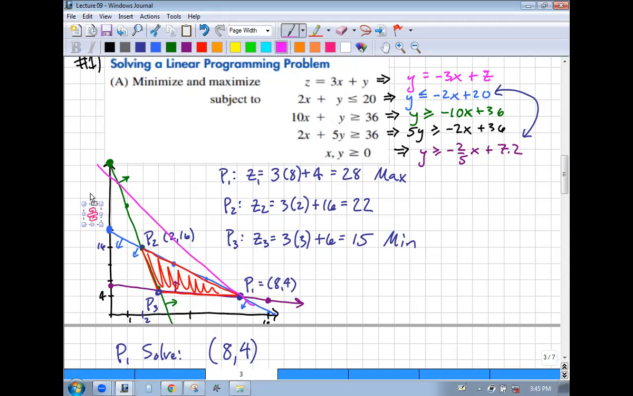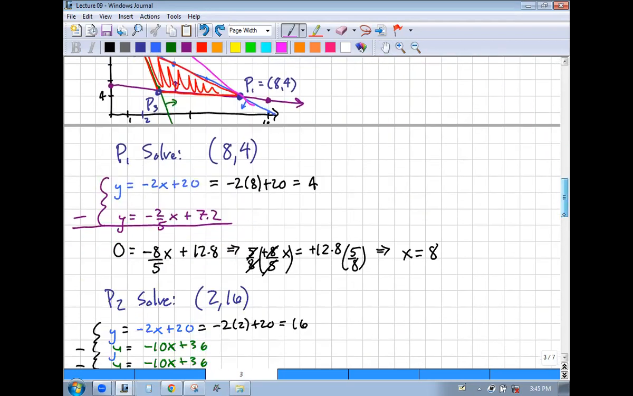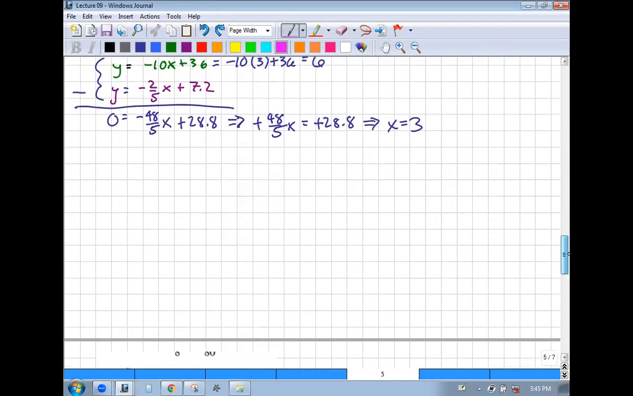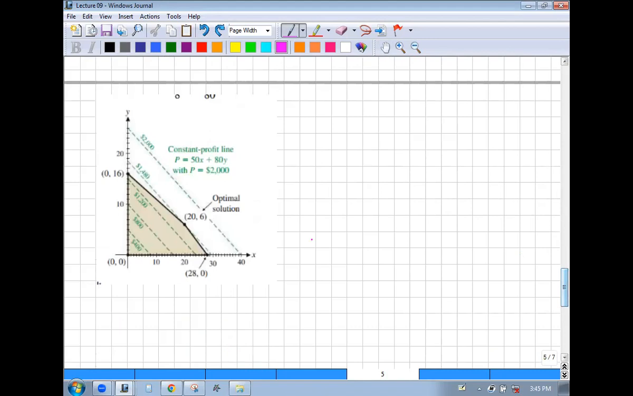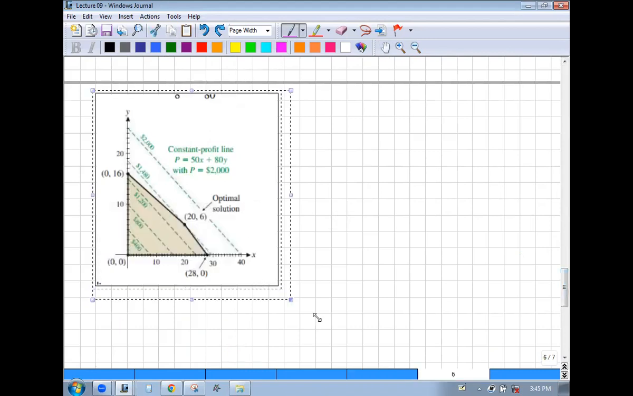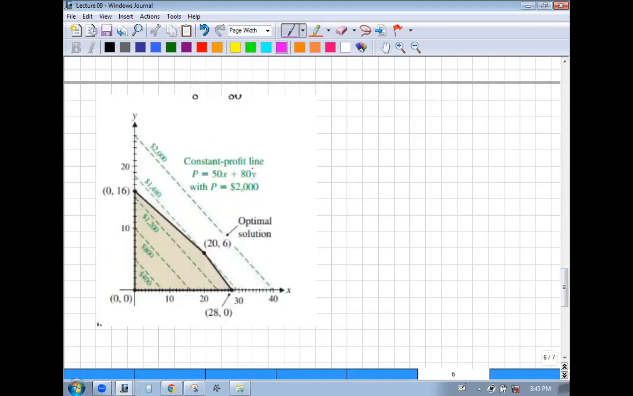This is z. All right, slope of minus 3. Z was our y-intercept. All right, so that's how you do these. It's real tedious, right? Here's a generic picture that they gave us. Right here was a region, and they were trying to maximize the profit.